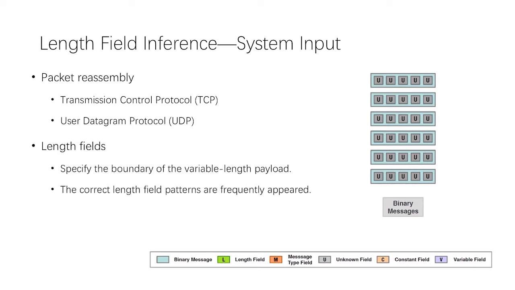The primary purpose of the length fields in the message is to specify the boundary of the variable length payload, so the communication parties can accurately extract the relevant payload from sequential binary messages without explicit delimiters. Thus, we select the correct length field pattern based on a reasonable assumption that the correct length field pattern should appear more frequently than the wrong ones in the messages and can be well explained.